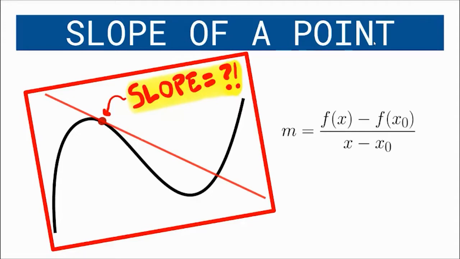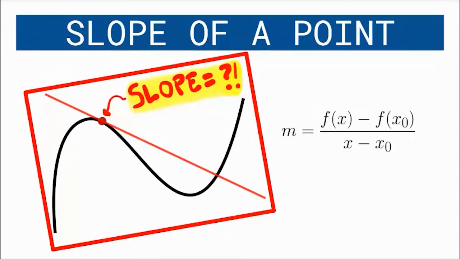I mean, think about it. Let's just say this was 1, 1. It would be 1 minus 1 over 1 minus 1. Or if you did like 1, 2, it'd be 2 minus 2 over 1 minus 1. 0 over 0. So that means you should be able to use limits to find that impossible problem.